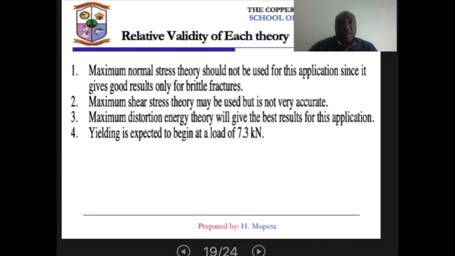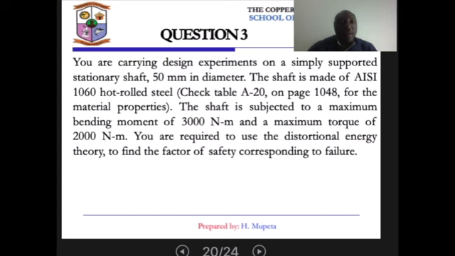Okay. So for the validity of each theory, we know that the maximum normal stress theory should not be used for this application, and this is because it only gives good results for brittle fractures. Then for the maximum shear theory, it may be used, but it's not very accurate, and the maximum distortion energy theory will give the best result for this application, and so the yielding begins at a load of 7.3 kilonewtons.